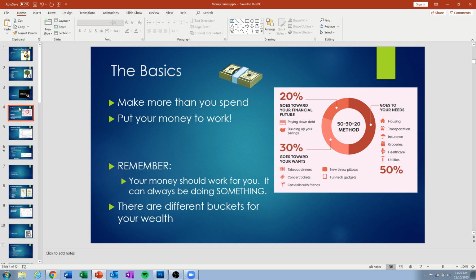All right, so the absolute basic of money is make more than you spend, right? If you make $1,000 a month and you spend $1,200 a month, you are obviously going to hurt yourself. So that is like the number one rule. Another basic is putting your money to work. So meaning you should make your money work for you. Like it can always be doing something other than just sitting. And I'll talk a little bit about inflation later.